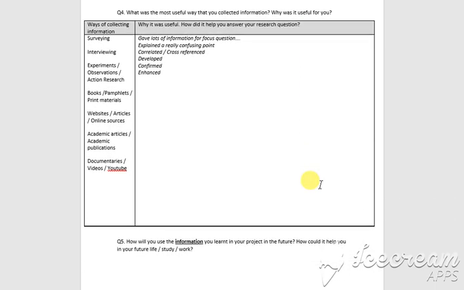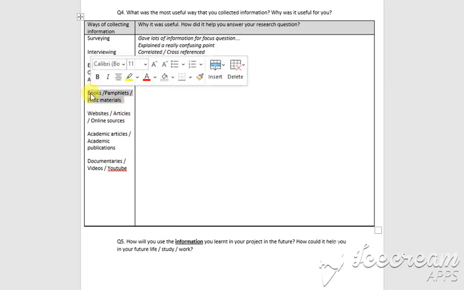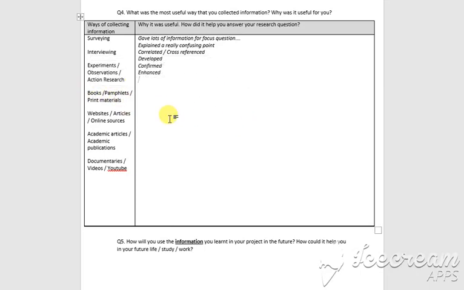Number 4, what was the most useful way you collected your information and why was it useful? So we want you to say something like, my most useful process was using books, pamphlets, and print materials because it allowed me to get lots of information. You might then give us an example. Examples are really great. Something like, the best book that I read was Underwater Knitting for Dummies, and it was a textbook all about how to underwater knit, and it was a really great read because it taught me so much information.